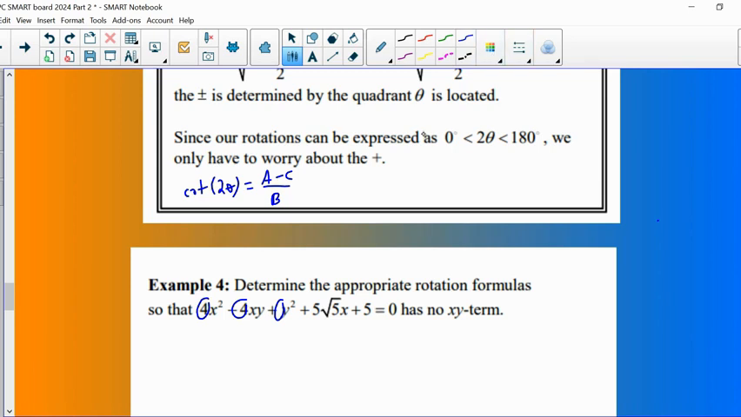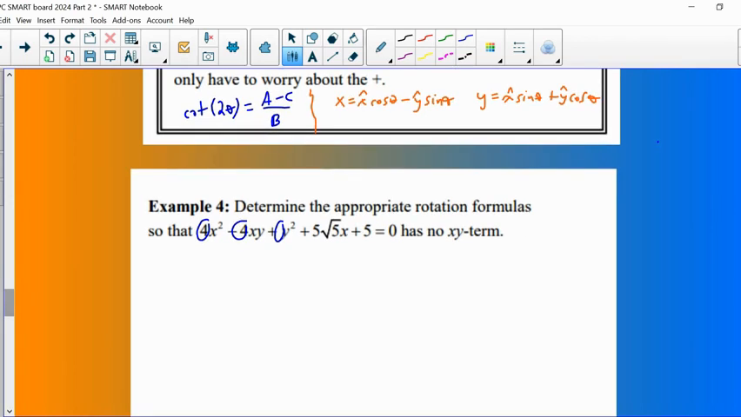Once we identify the angle, remember, then we're going to apply the two translation formulas. X is equal to x hat cosine theta minus y hat sine theta. And then y is equal to x hat sine of theta plus y hat cosine of theta. So again, previous to this video, we developed and proved those three formulas. So let's go ahead and look at this example 4.